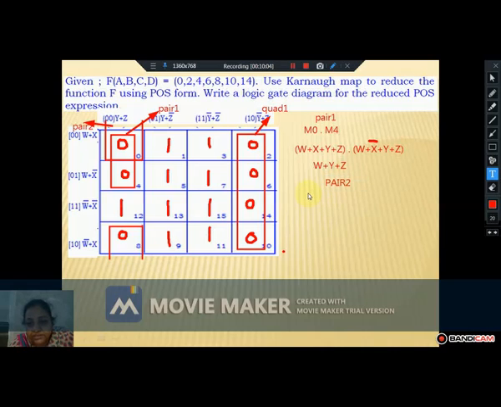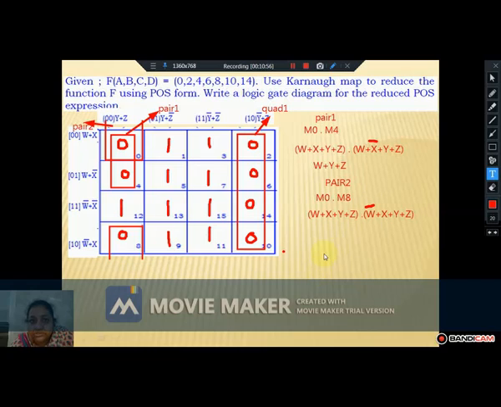So pair 2 is M0 and M8. So M0, M8. So let's write the expression for M0 and M8, which is W plus X plus Y plus Z ANDed with W bar plus X plus Y plus Z. So it is W bar.